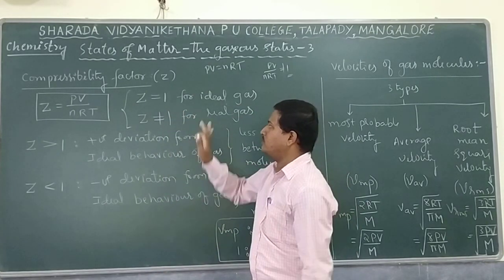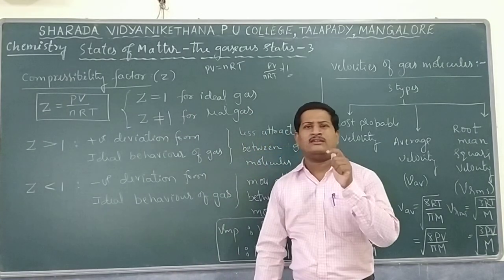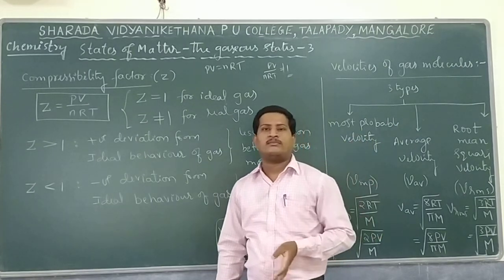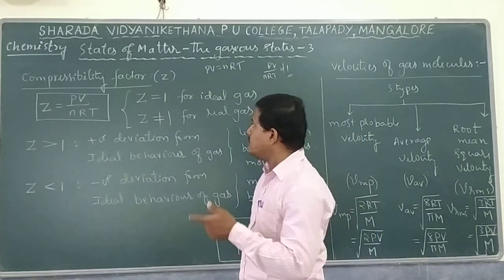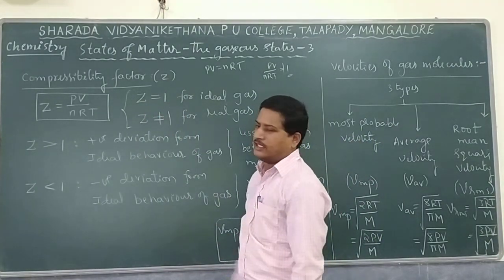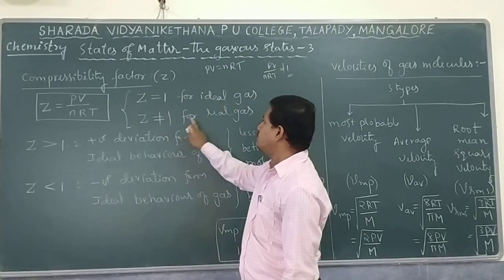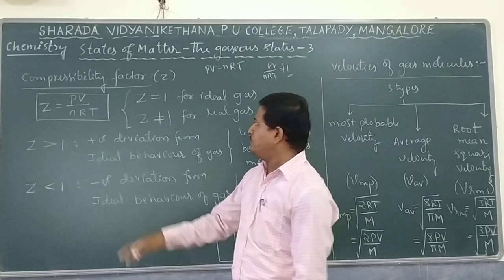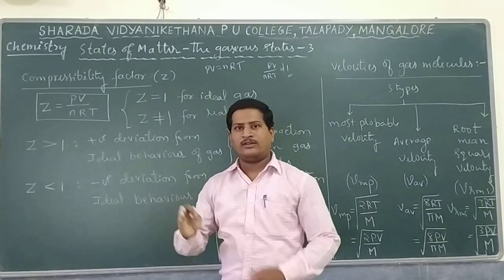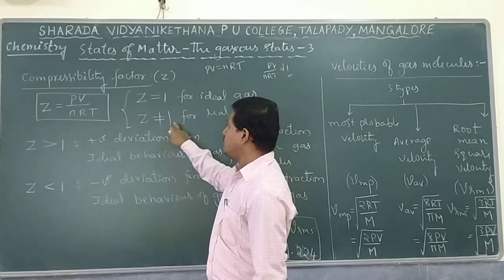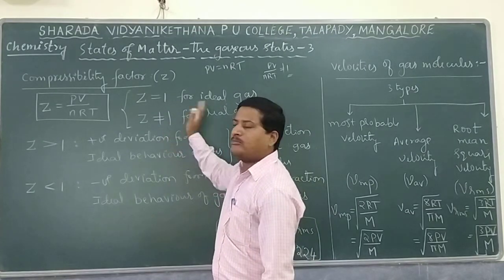This is the point to be noted. There is a basic way of identifying whether the given gas at that particular temperature, pressure and volume is a real gas or an ideal gas, using this relation. Z equal to 1 is for an ideal gas. Z not equal to 1 is for a real gas. And if not equal to 1, there are two possibilities: it may be a positive value or a negative value.